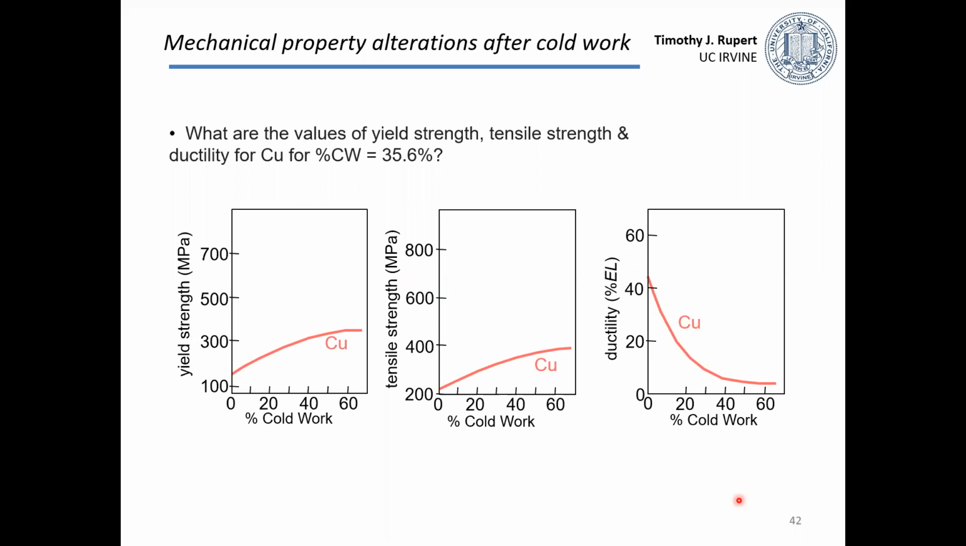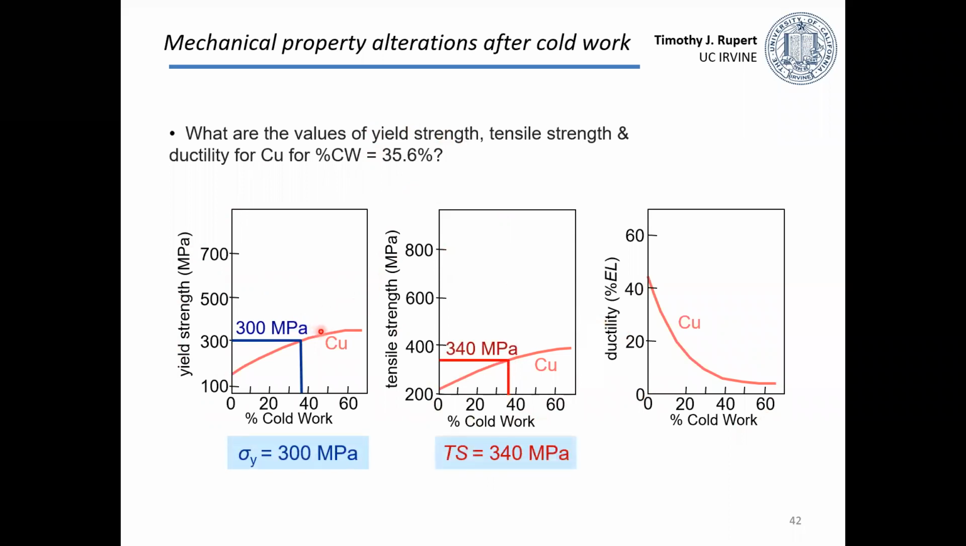So we can then go and look up some literature values. We can find the yield strength, tensile strength, and ductility of copper as a function of that percent cold work. And since we calculated what that is for this case, we can read off the values. Our yield strength will be about 300 megapascals. Our ultimate tensile strength will be about 340 megapascals. And our ductility will be about 7%, okay? And again, we can see those trends that we talked about. Yield strength and tensile strength go up, ductility drops as cold work goes on.